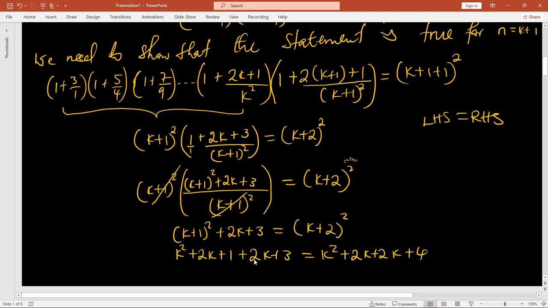So then if we add everything on this side, we're going to have k squared plus 2k and 2k we get 4k, 1 plus 3 we get plus 4, then this side as well we're going to have k squared plus 4k plus 4, like this. We've shown that the left hand side is equal to the right hand side, so therefore this is true for n equals k plus 1. So if this is true for n equals k plus 1, you can conclude by writing that the statement is true under mathematical induction for all natural numbers. Alright, thank you.